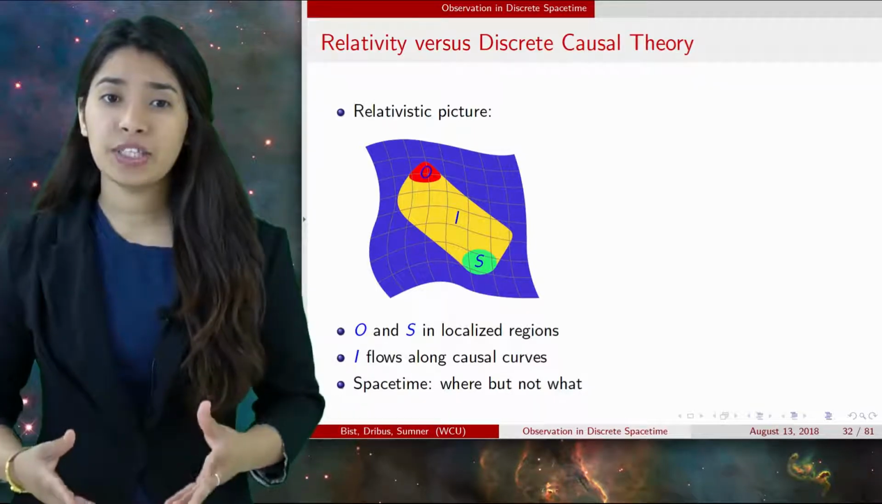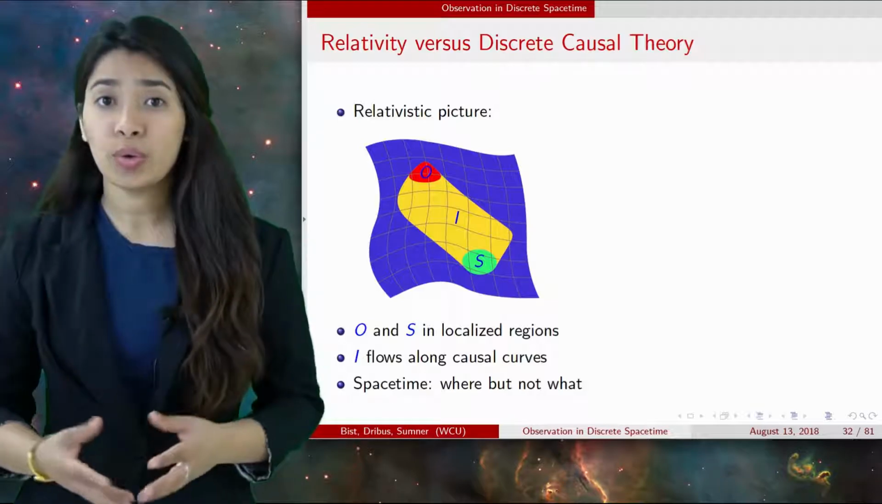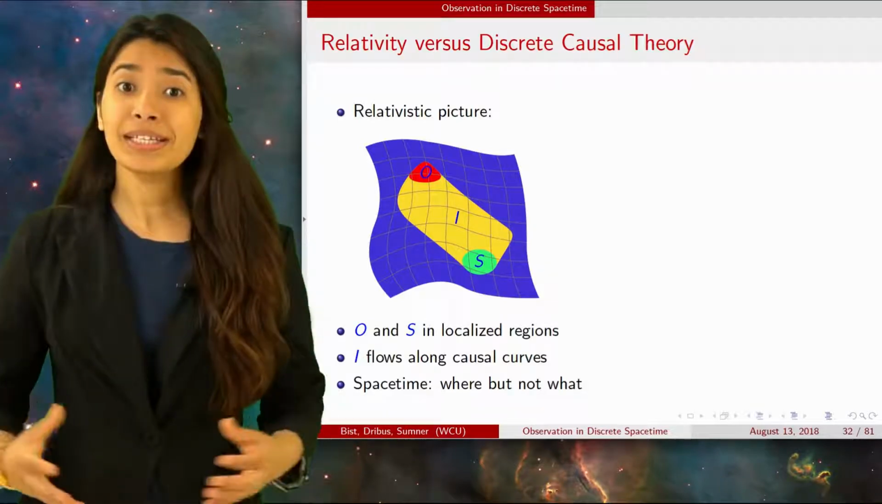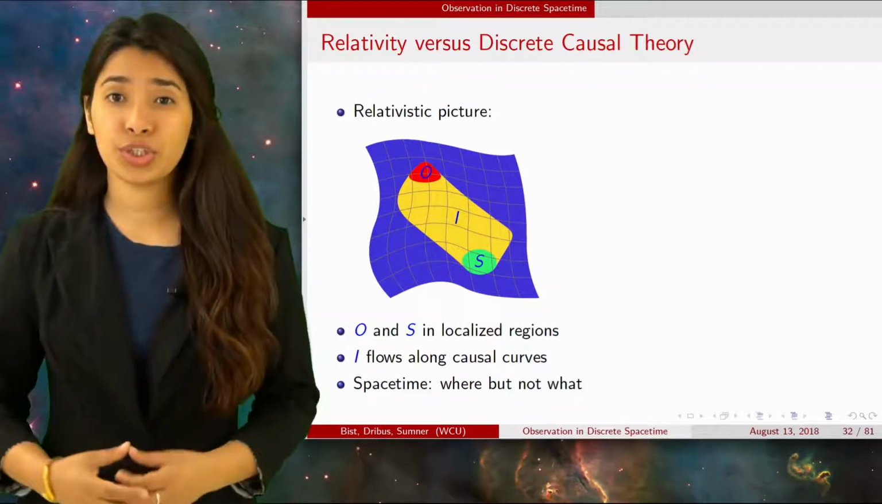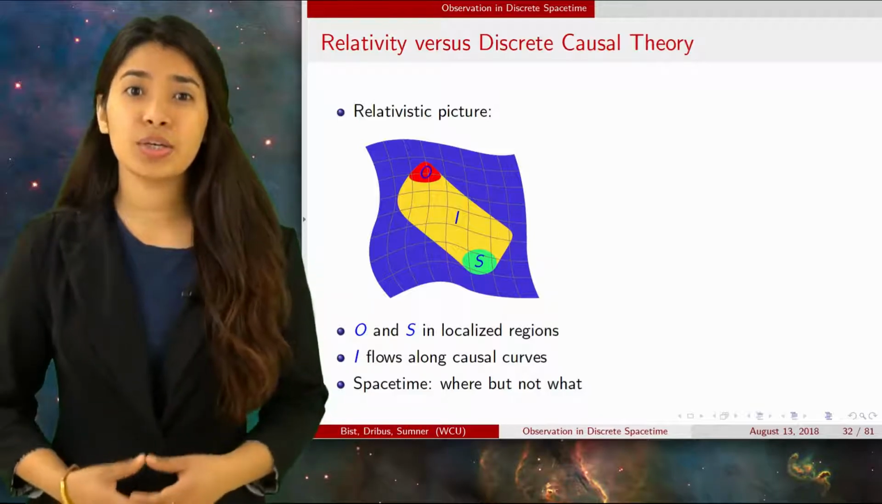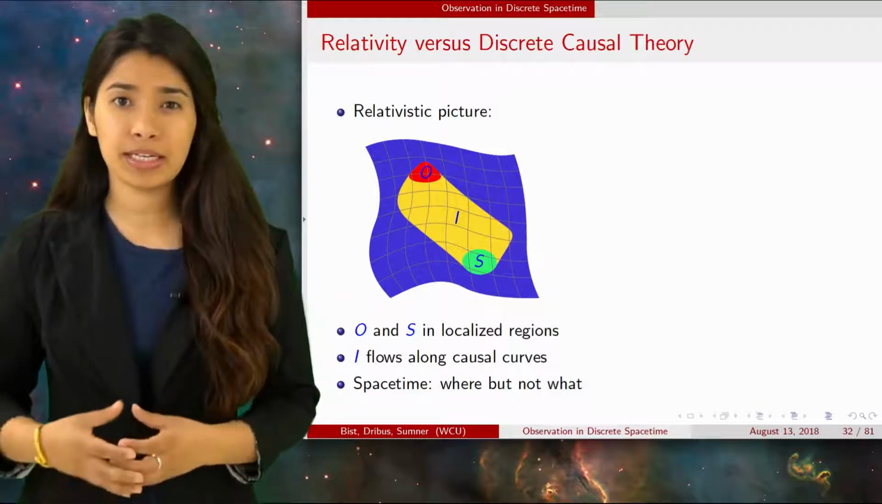So in general relativity, we have to distinguish between where O and S are and what they are. Practically speaking, this just means that observation isn't solely about geometry. Instead, O and S are material things that are embedded in the geometry.